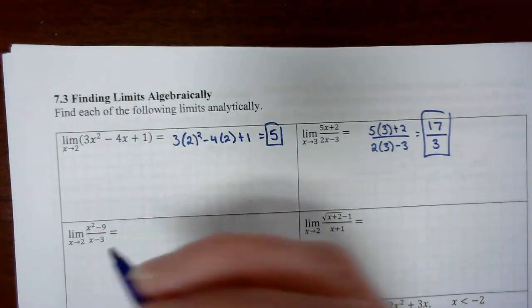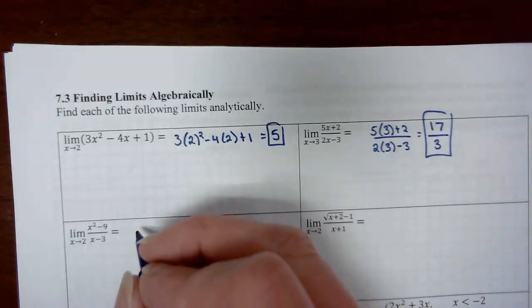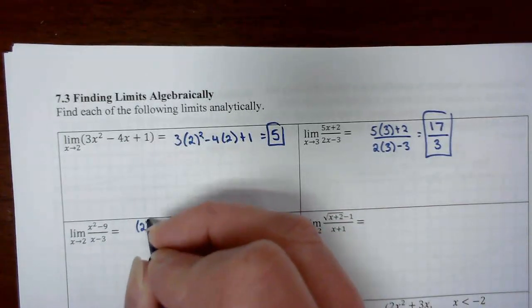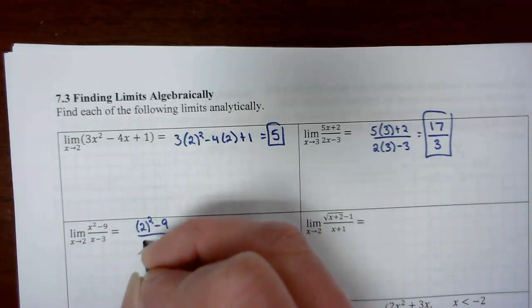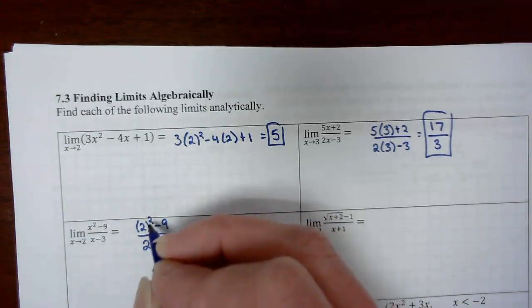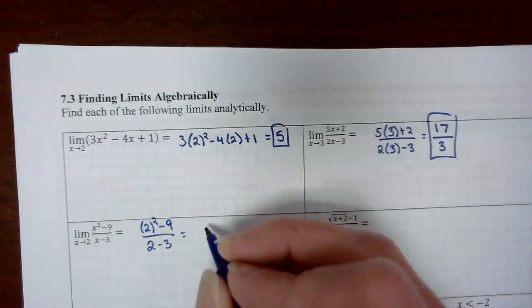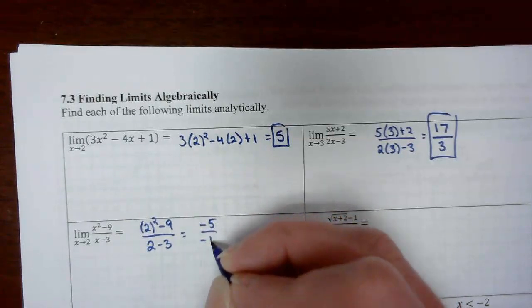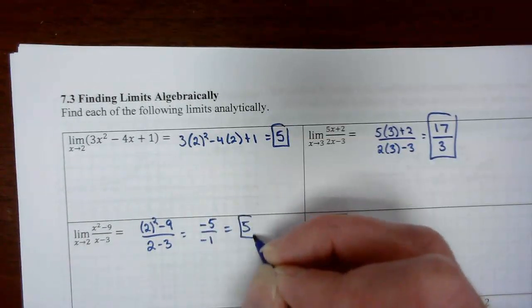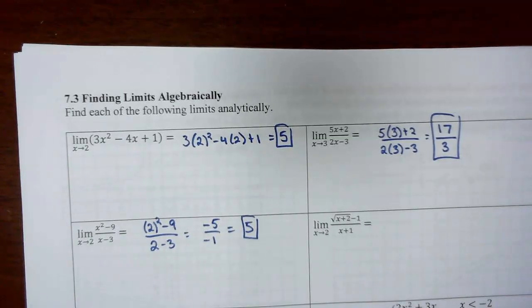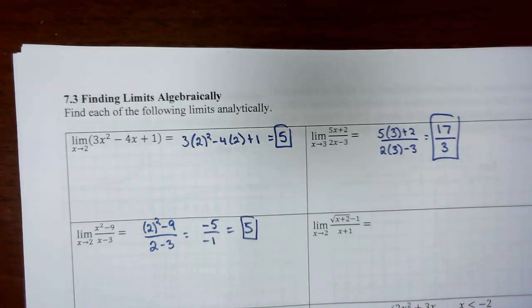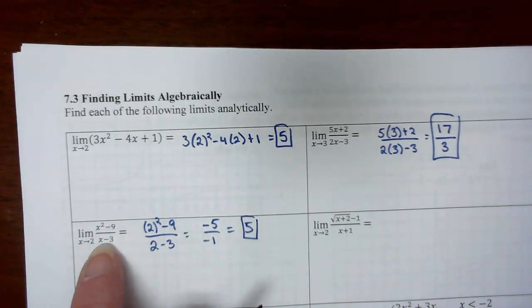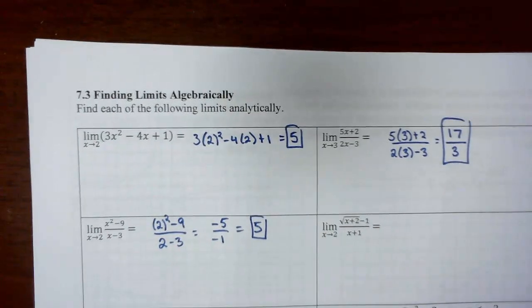x squared minus 9 over x minus 3. All right, I'm going to plug in 2. Four minus 9, that's negative 5 over negative 1. That's 5. Now, there is a spot that would have something weird happening. What number would that be? It would have been x equals 3. But x equals 2 is fine.